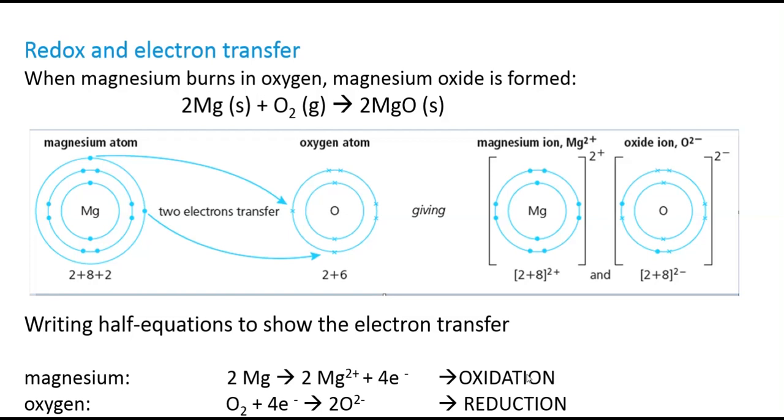This is the reduction reaction. One oxygen atom gained 2 electrons, so 2 oxygen atoms gained 4 electrons. The number of electrons lost and gained must be the same in both equations. So oxygen, by gaining 4 electrons, forms the oxide ion. This is the reduction reaction.